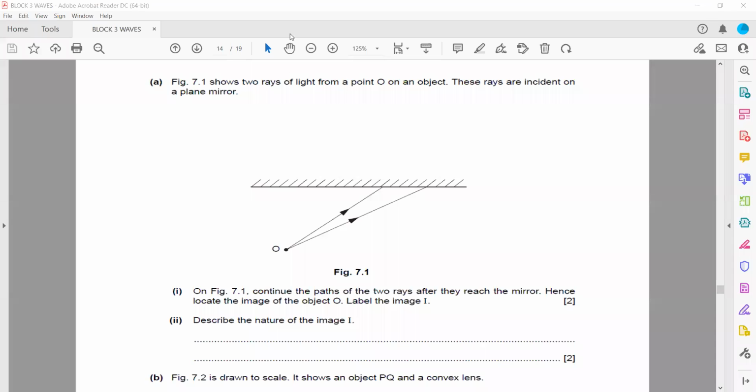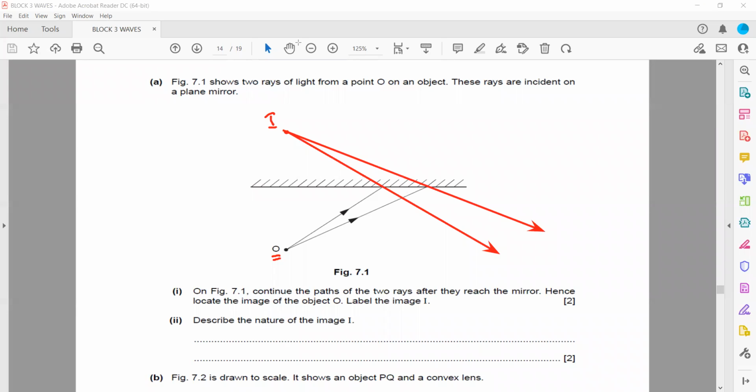So if you want to draw the image formed by the plane mirror, always do this method. Measure the distance between the object and the mirror, and make the same distance to locate the position of the image. And from the position of the image, you will draw two light rays where the rays from the image combine with the rays from the object.